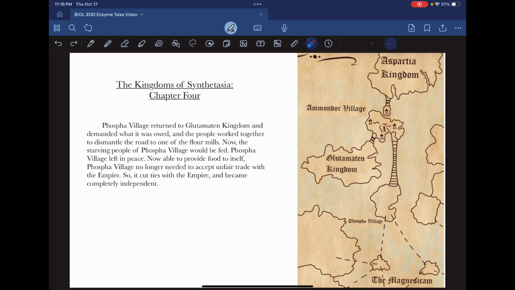Now able to provide foods for itself, Phosphor Village no longer needed to accept unfair trade with the empire, so it cut ties with the empire and became completely independent.